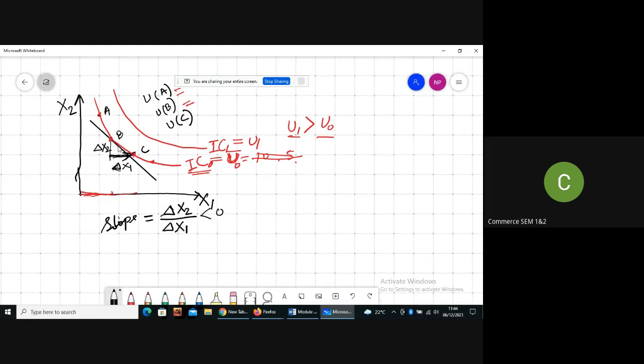Now when you are moving to point C, this amount of x2 you have to sacrifice. That is why your utility remains the same. So compared to point B, at point C, what are you getting?